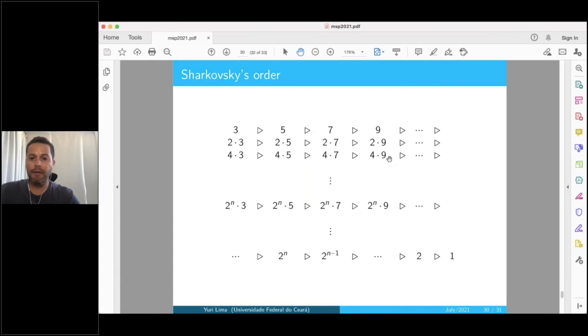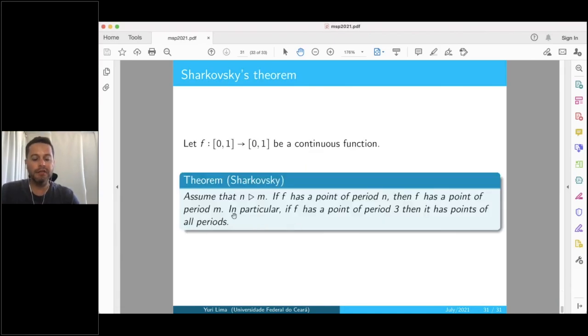And one of the strong consequences is that, well, since 3 is the largest number in Sharkovsky order, if you have a point that has period 3, so f to the third power of x is equal to x, then it has another point which has period 5, it has a point which has period 7, it has a point which has period 9, it has points of all periods. So here is the statement. In particular, if f has a point of period 3, then it has points of all periods.